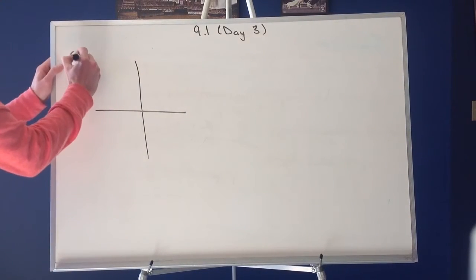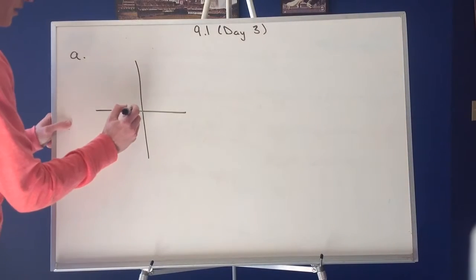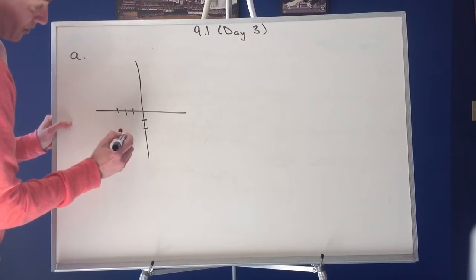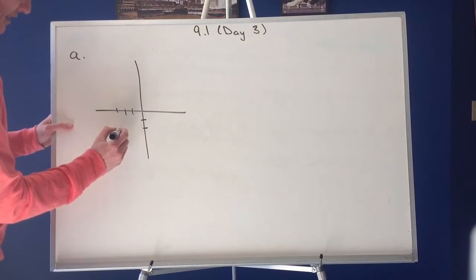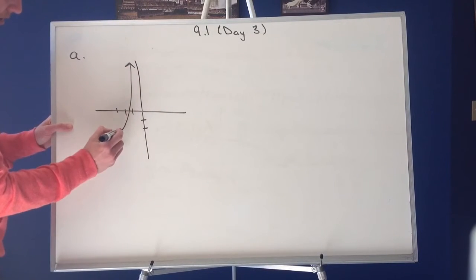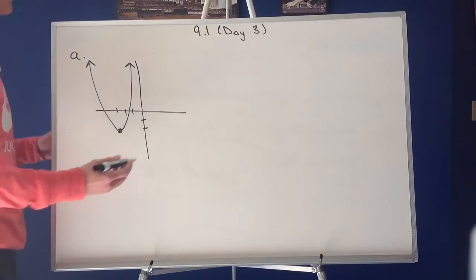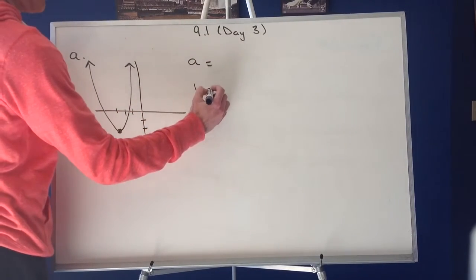Okay, so for the first one I gave you, and again, it looks a lot better on yours than it does mine, but we'll kind of get the idea here. Kind of goes up like that. Okay, so again, the three things we need to find are the A, the H, and the K.